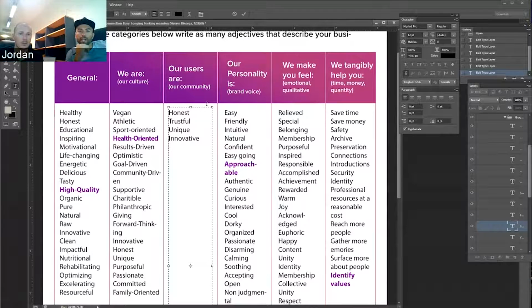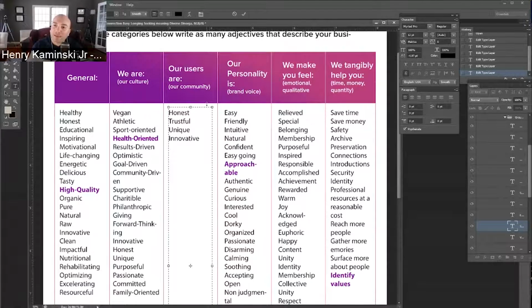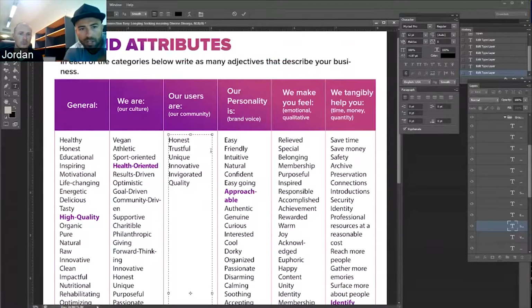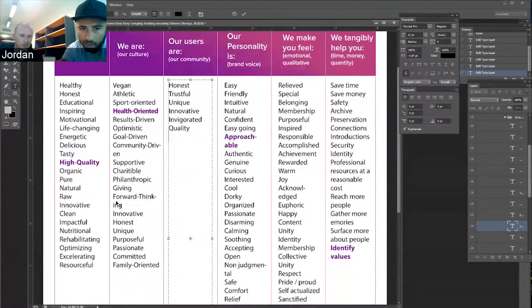Again, the word fresh comes to mind, but like invigorated. Yeah, invigorated, definitely. We want them to feel that no matter what product they buy from us, the trust is there, the quality is there. So quality, passionate. What are the words? See, a lot of those words we use at the bottom of the we are will probably fit in here.